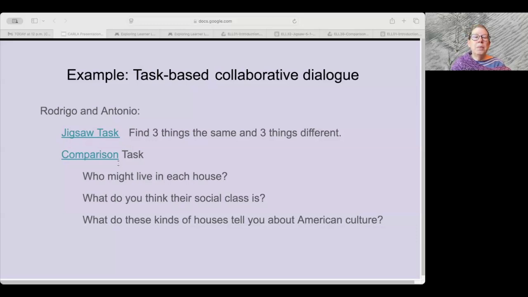First, we're going to look at a little bit of the jigsaw task where they're trying to find 3 things that are the same and 3 things that are different about the houses in the photos. And as we watch, I want you to pay particular attention to their vocabulary and their body language as they complete the task.